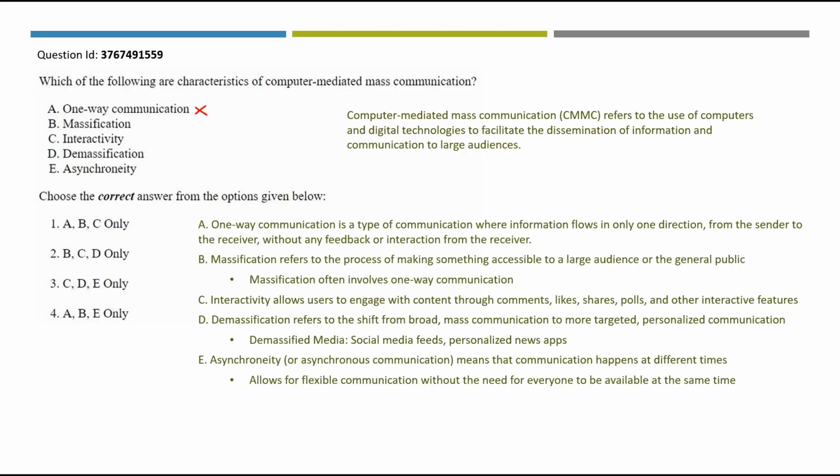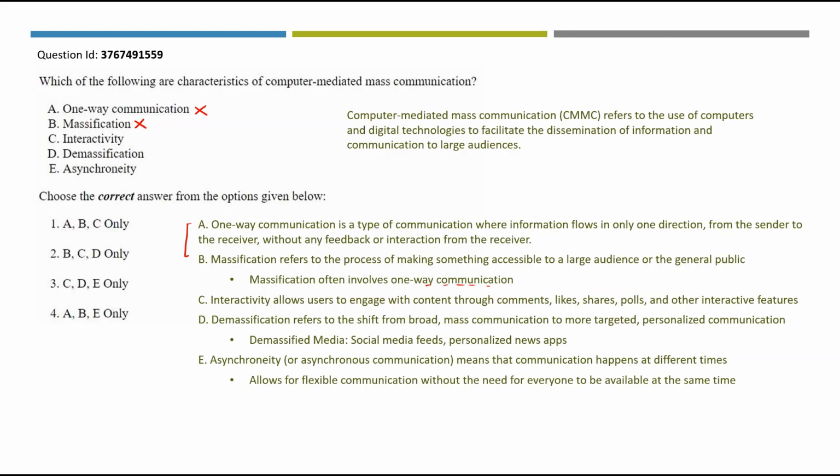One-way communication is a type of communication where information flows in only one direction from the sender to the receiver without any feedback or interaction from the receiver. This is not possible with digital technology, so definitely A is ruled out. What about massification? This refers to the process of making something accessible to a large audience or the general public. Since A and B are related, we can even remove massification from the answer list. So massification often involves one-way communication. Since we have ruled out one-way communication, we are ruling out massification also.